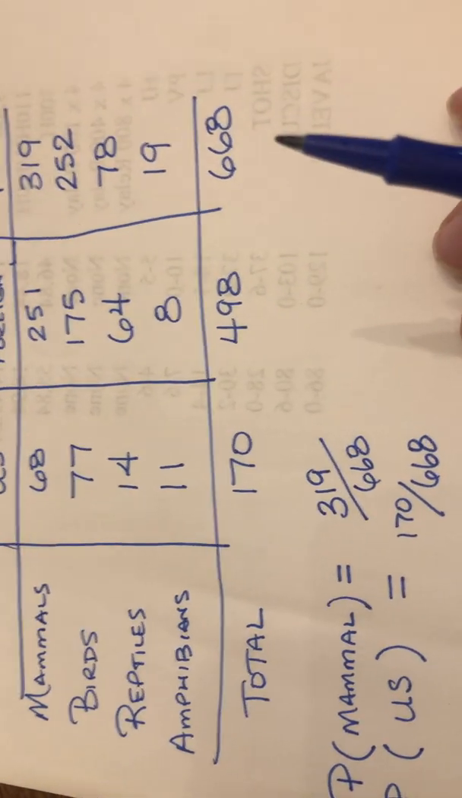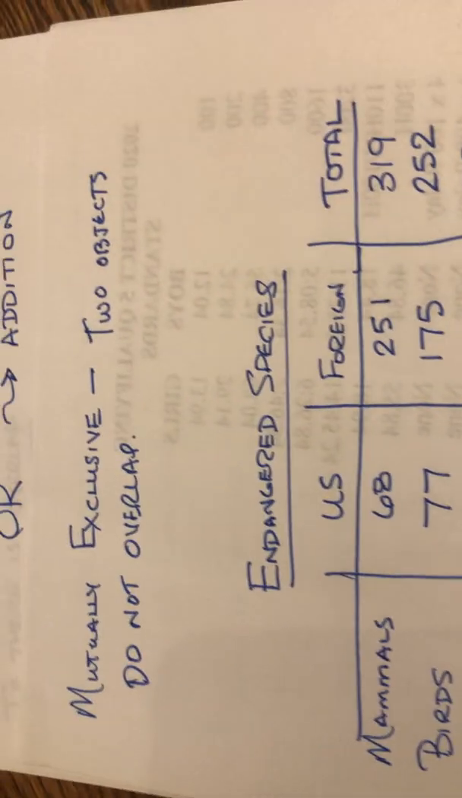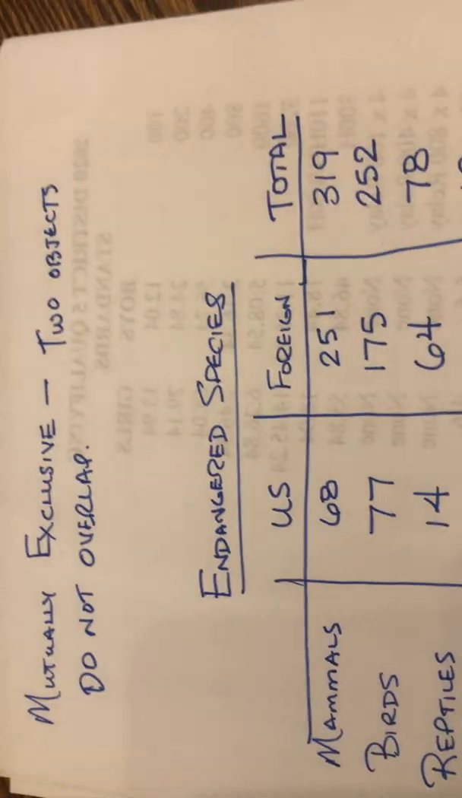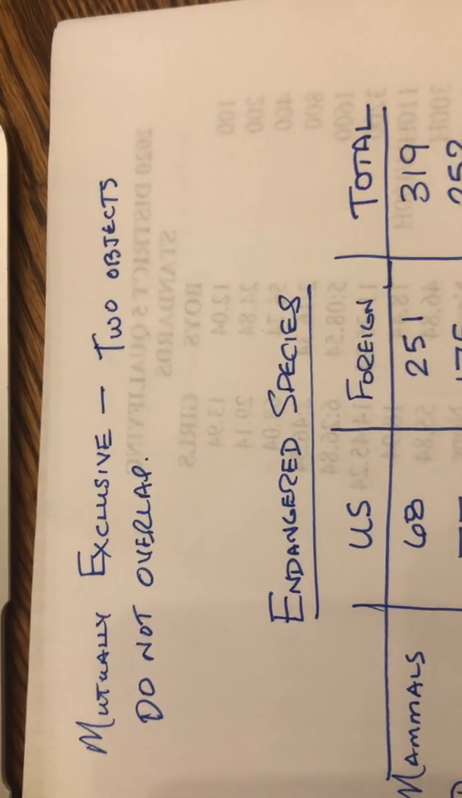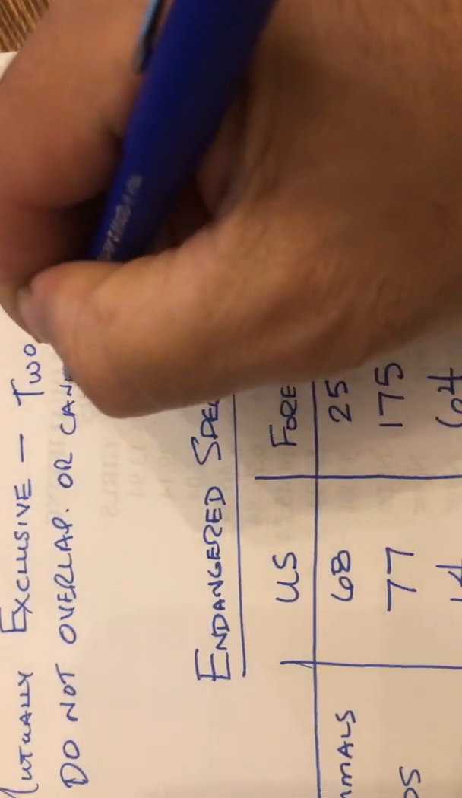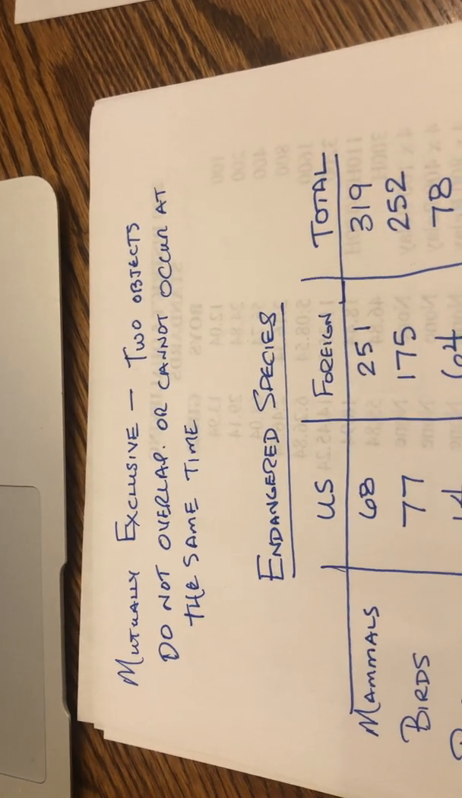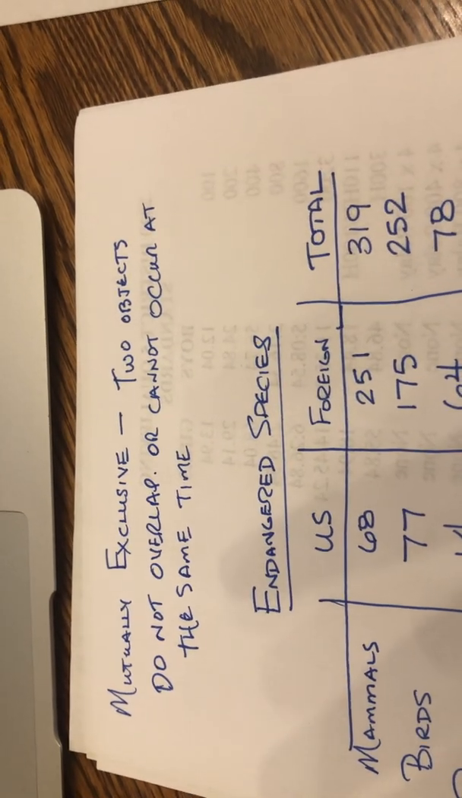So in these situations, we're going to run into a concept called mutually exclusive. And the term mutually exclusive simply means that the 2 objects do not overlap or cannot occur at the same time. Sorry about that, getting a little fuzzy.